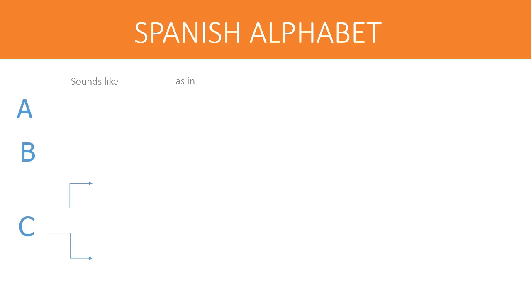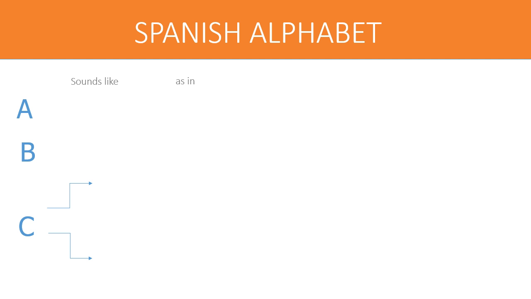Now it's time to see the Spanish alphabet. It's very important to know the Spanish alphabet and how letters actually sound in Spanish, because in Spanish we can read it as it is written, and if we know how a letter sounds, we will be able to read almost anything in Spanish. So it's very important to know the Spanish alphabet. So let's take a look at it.